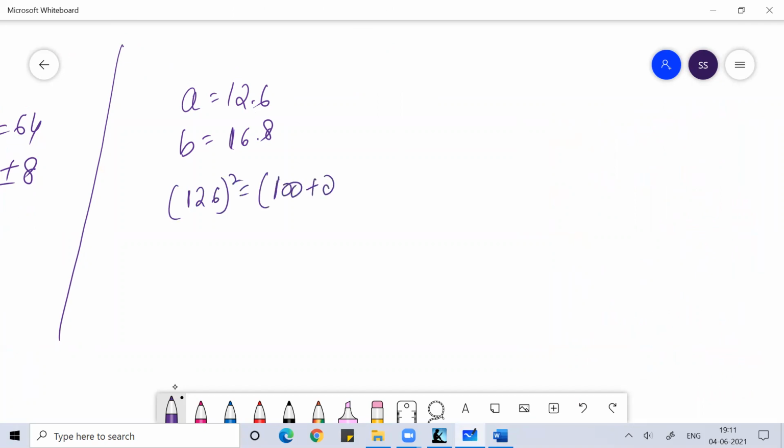126 I can write 100 plus 26. So what is 26 square? 676. Write 2 digits, 76, 6 carry. Always write 2 digits. 126 plus 26 is 152. 152 plus 6, 158. So what is 12.6 square? 158.76. Okay, what is half of this?